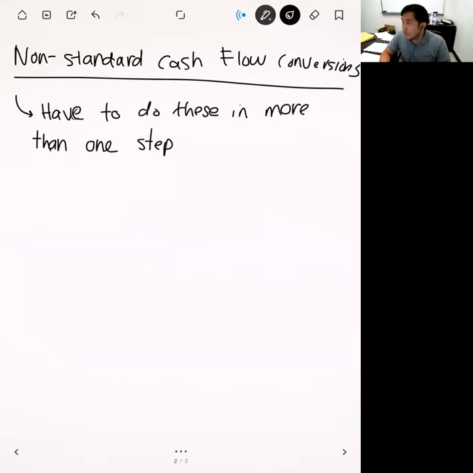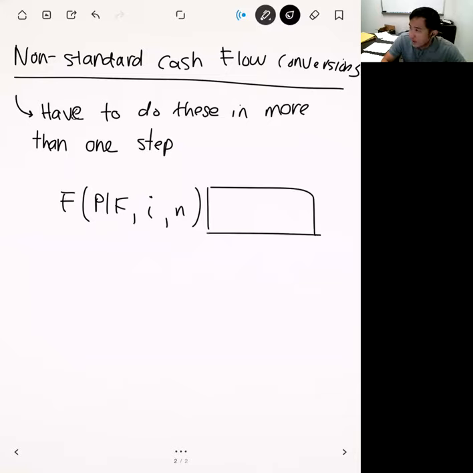And what I mean by that is that you have to apply more than one conversion, right? Because usually when we perform a conversion, we only have to do it once, right? And so let's say that we have some kind of future sum, okay? And then if we want to convert this to a present sum, we apply just a single conversion factor, right? P over F, I, and N, okay? And so that's usually all that we have to do. But for a non-standard one, we have to apply at least one more conversion factor. So usually it's only 2, okay?